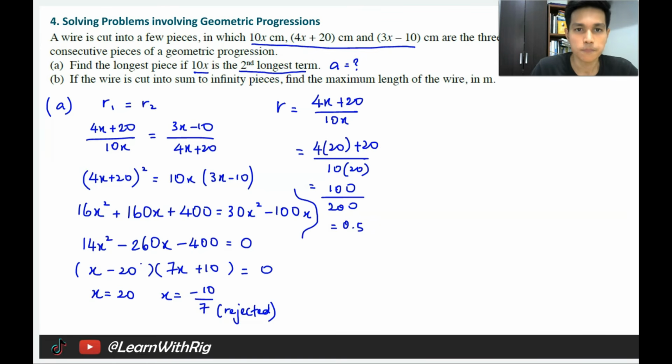Okay, so now you want to find the a value. So just now we already formed the Tn, correct? So Tn, T2, because it's the second term, is equal to 10x, correct?